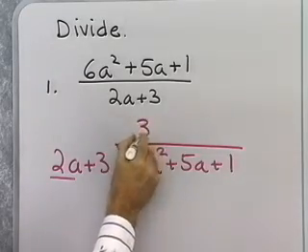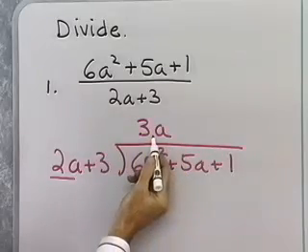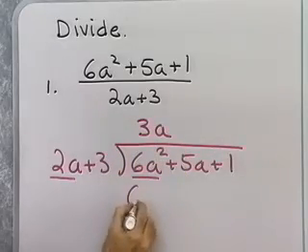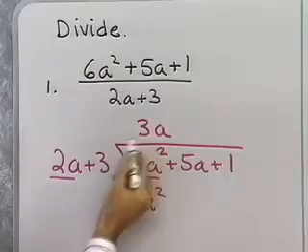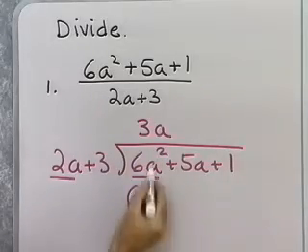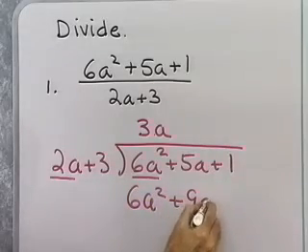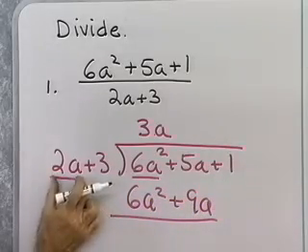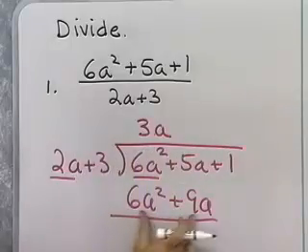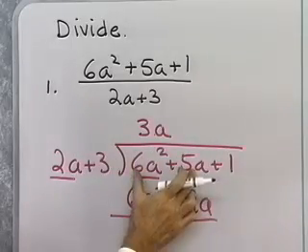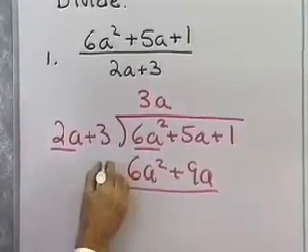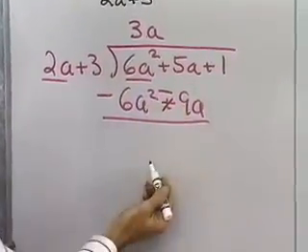The answer is 3a. Now I multiply 3a times 2a plus 3. 3a times 2a is 6a squared. Now 3a times 3 is going to be 9a. So first I did an estimate, then I multiplied. Now I'm going to subtract this polynomial from this one.